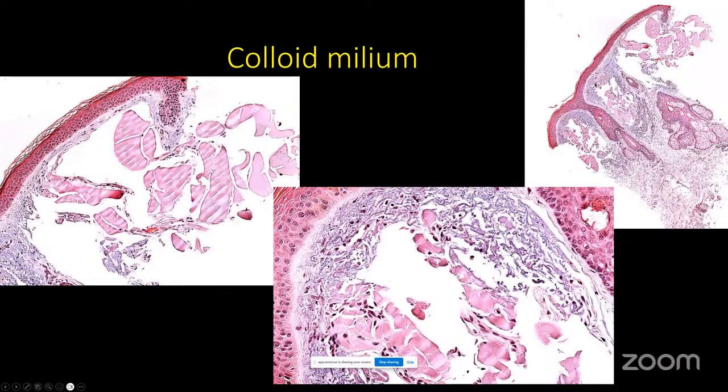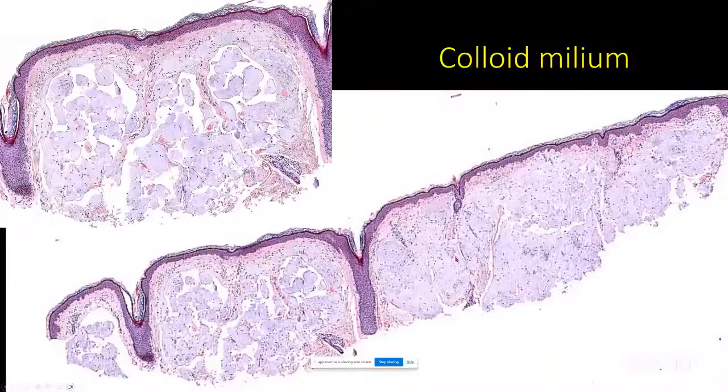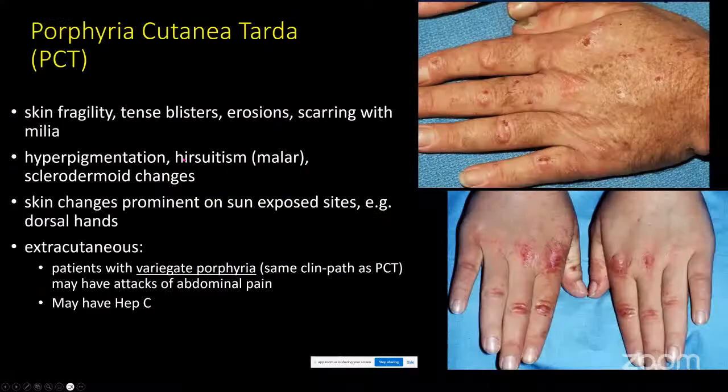So this is a very classic presentation. We have this pink stuff, very distinct from the surrounding solar elastosis, with the fissures and cracks. Here's just another one here. Porphyria, we're all familiar with that.